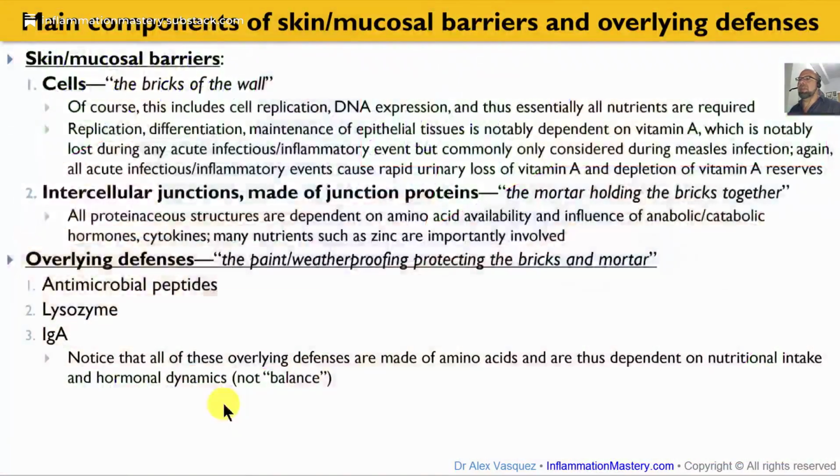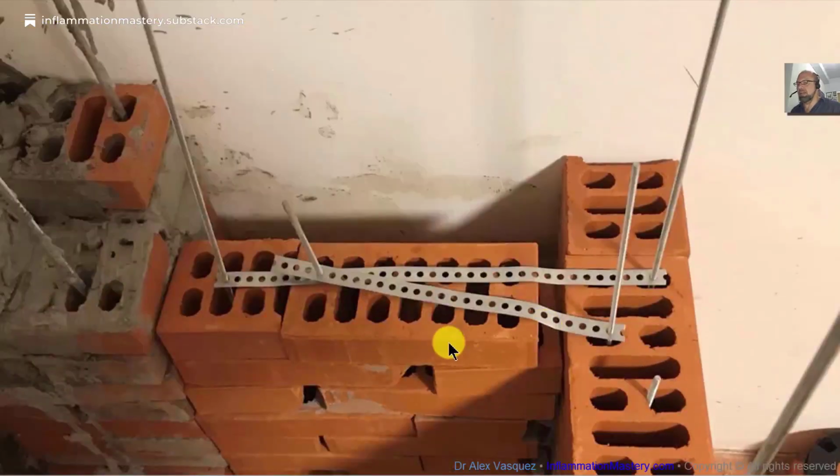So let's look at another kind of metaphor here. And this is a wall that I'm actually building right now. This is going to be a fireplace when I'm finished with it. But what you can see here are what are called wall ties. And so some intercellular junction proteins actually hold the cells together, but they don't provide weatherproofing or waterproofing.